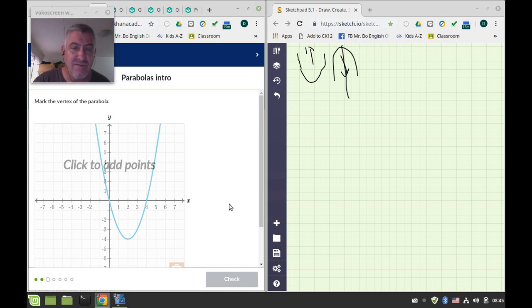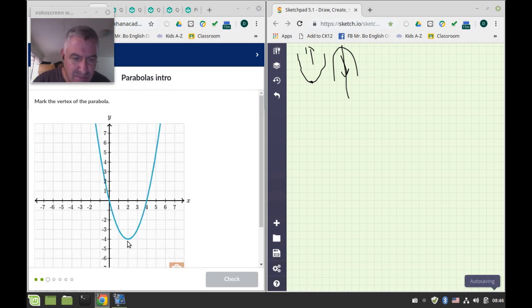All right, let's see. Mark the vertex of the parabola. Remember, the vertex is the top point or the bottom point. So this is the bottom point. I'll find that right there.